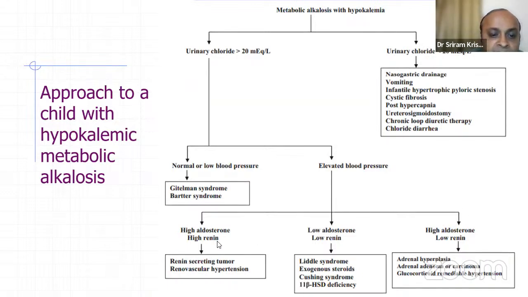If you have a high renin and aldosterone, it could be renovascular hypertension or a renin secreting tumor. If it is a low aldosterone, low renin, it could be a Liddle syndrome, 11 beta hydroxysteroid dehydrogenase deficiency, or it could be exogenous steroids or Cushing syndrome. When you have a high aldosterone, low renin, it could be a glucocorticoid remediable hypertension, for example.